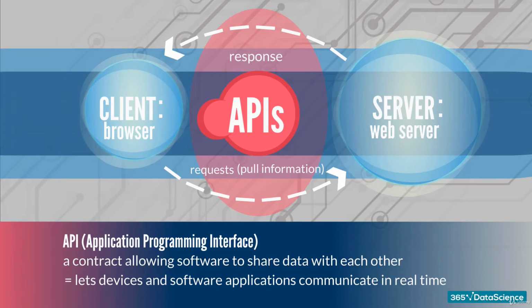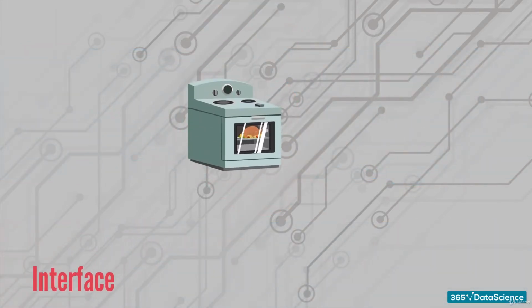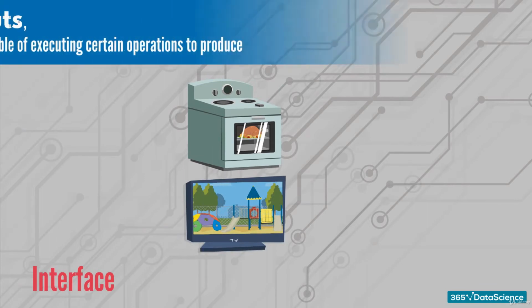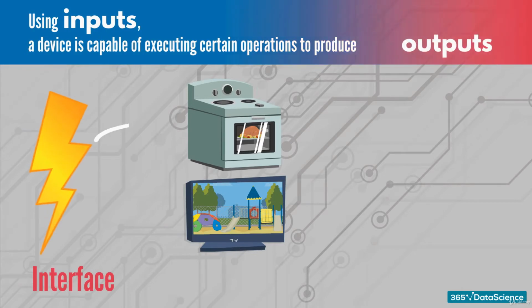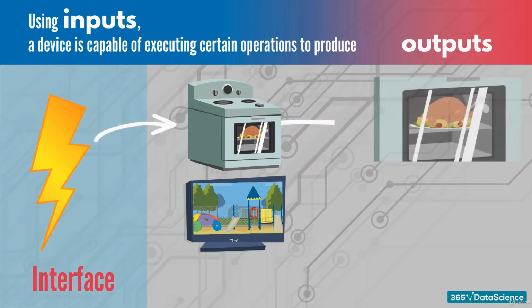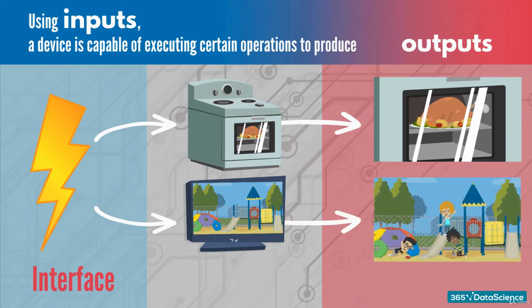Nonetheless, we imagine this term is not really clear to everybody. Let's describe its meaning word by word. First, remember an API is a type of an interface. But what is an interface? Think of a device, for instance a cooker or a TV set. Obviously, using inputs, a device is capable of executing certain operations to produce outputs. The cooker uses electricity, which is an input, to heat up its oven, the output, while the TV set uses electricity, an input, for displaying a film, the output.